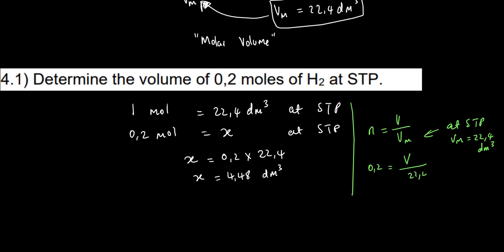So therefore, the volume is going to be, you cross multiply. 1 times V is V. Then you're going to have 0,2 times 22,4. Then it should give you 4,48 decimeter cubed. That is the amount of volume that is occupied by hydrogen at STP.